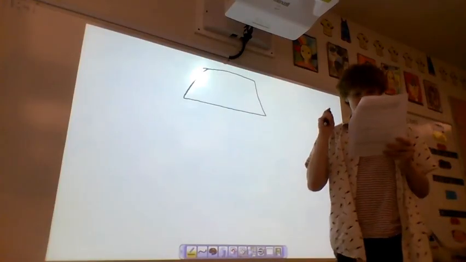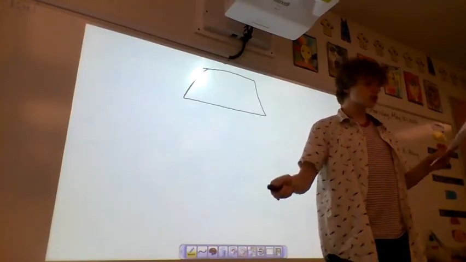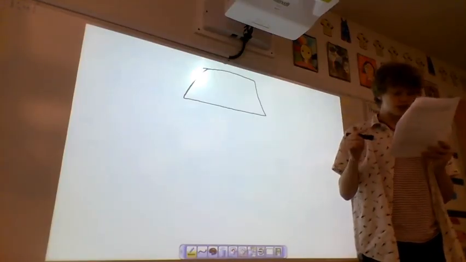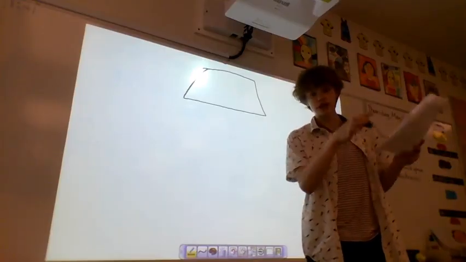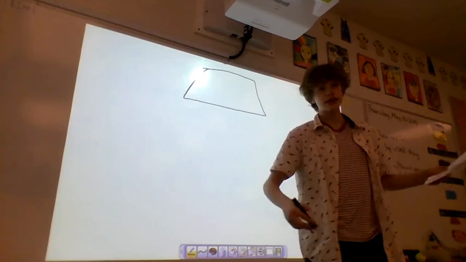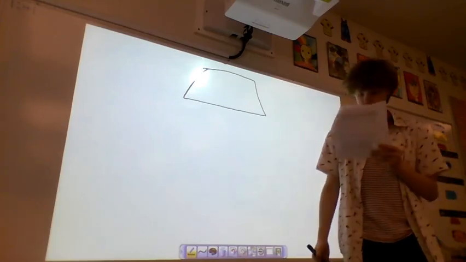Now this is a bit difficult. Finding the perimeter of a trapezoid is actually very similar to finding the perimeter of a triangle. So while you think it might be difficult, it isn't as difficult as you think.